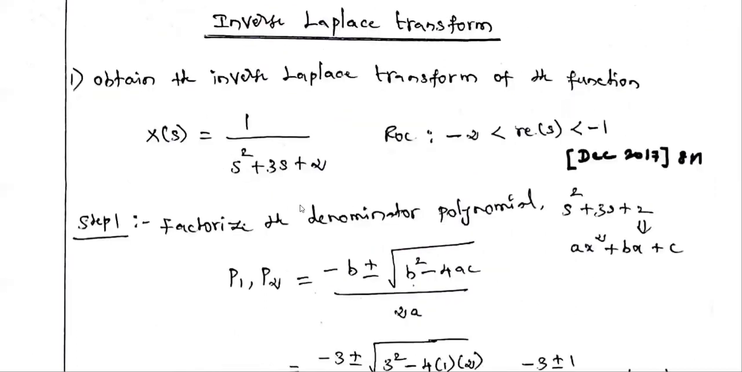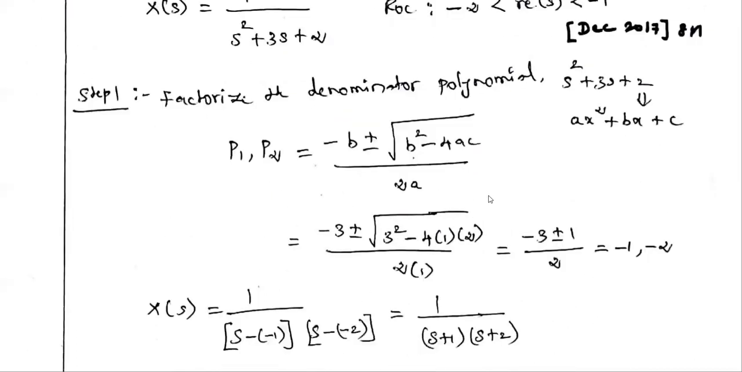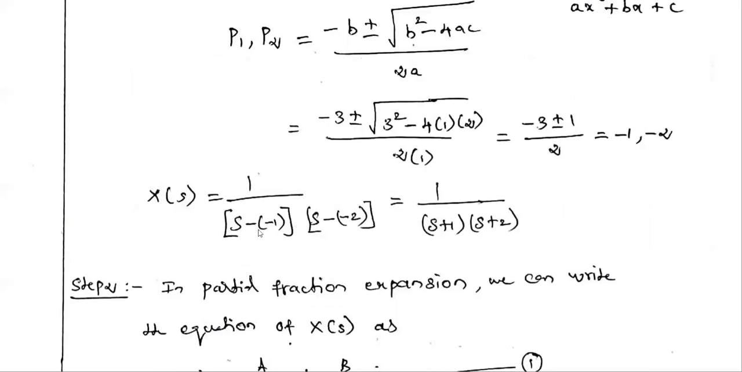Therefore s squared plus 3s plus 2 can be factorized as s minus the first pole, into s minus the second pole. The first pole is -1 and the second pole is -2, so minus of minus is plus, and it is s plus 1 times s plus 2. So x of s can be written as 1 divided by s plus 1 into s plus 2. We have factorized the denominator polynomial and converted it into single order roots.